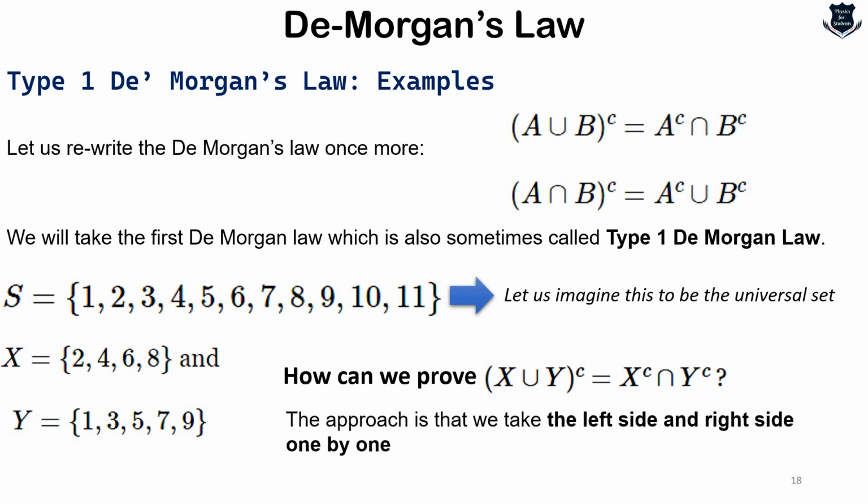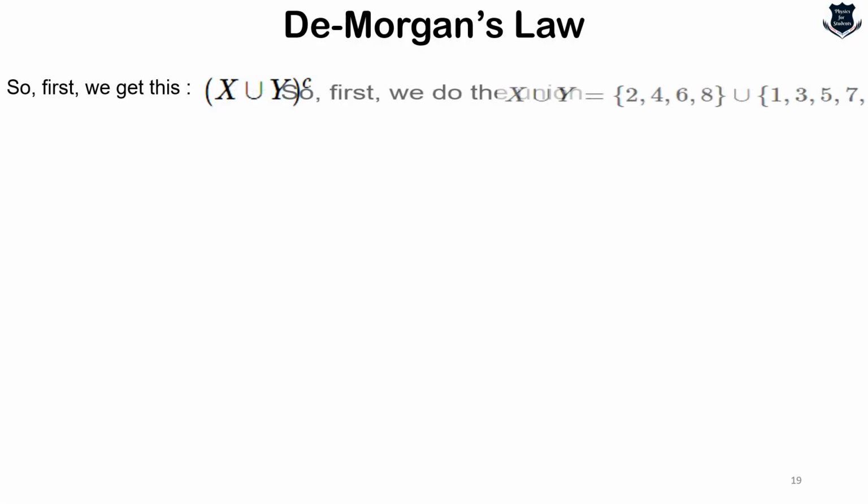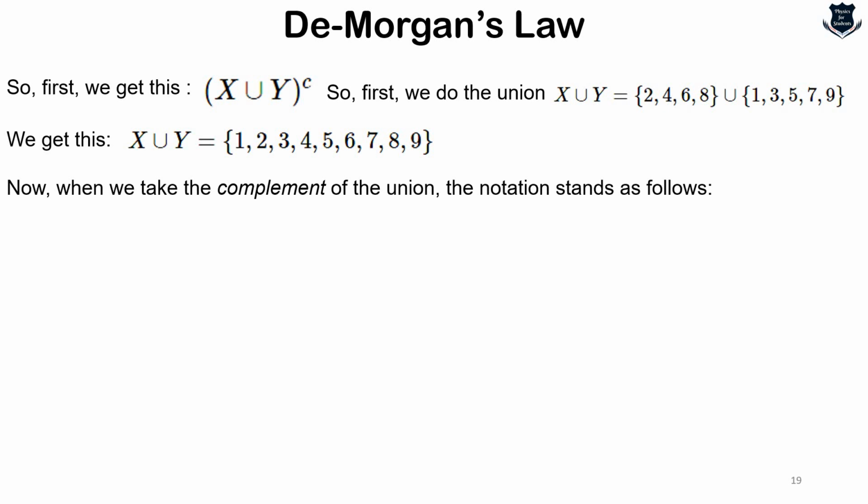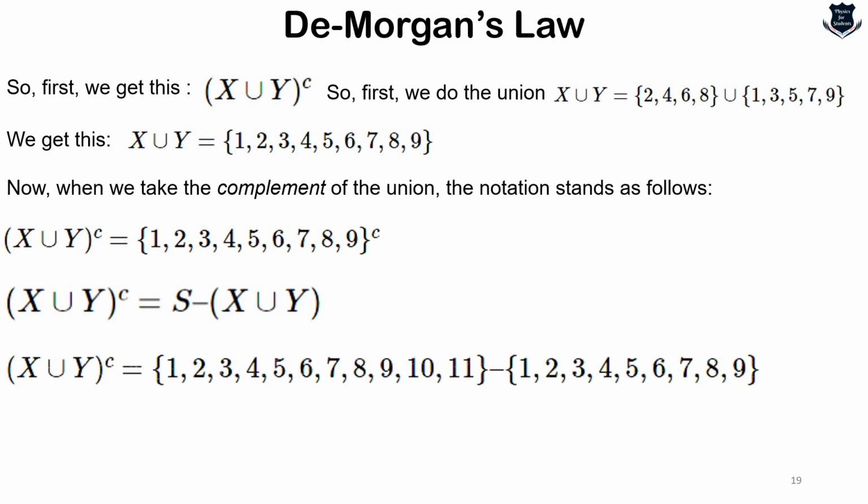We will approach the left hand side and right hand side one by one. First we get this one, that is the complement. Doing a union of X and Y, we get {2, 4, 6, 8} union {1, 3, 5, 7, 9}. Now we take the complement of the union, and the notation stands as follows. Then we do the difference which we have just learned. So (X union Y) complement will be equal to the universal set minus this set, right? So we will take 10 and 11, because 10 and 11 are not present in the union.